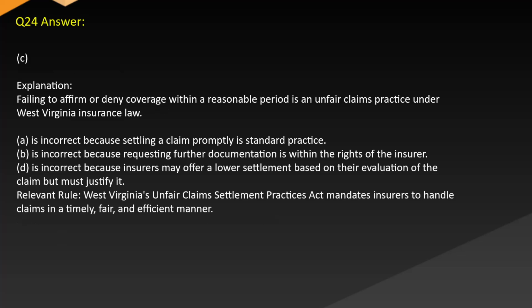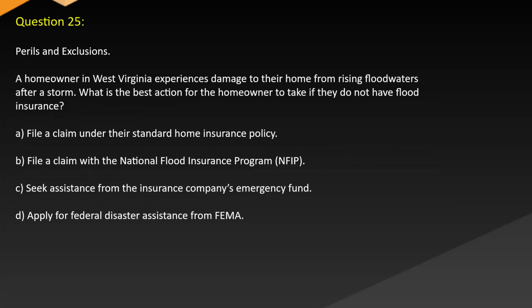Answer: C. Explanation. Failing to affirm or deny coverage within a reasonable period is an unfair claims practice under West Virginia insurance law. A is incorrect because settling a claim promptly is standard practice. B is incorrect because requesting further documentation is within the rights of the insurer. D is incorrect because insurers may offer a lower settlement based on their evaluation of the claim but must justify it. Relevant rule: West Virginia's Unfair Claims Settlement Practices Act mandates insurers to handle claims in a timely, fair, and efficient manner. Question 25. Perils and exclusions.